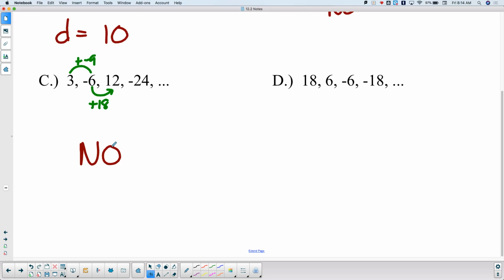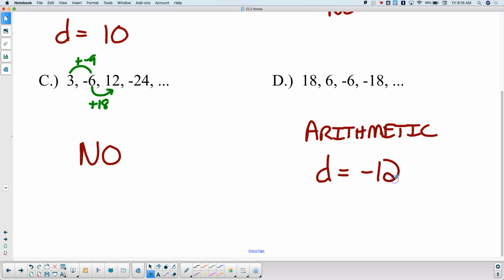D, yay or nay? Yes? What's my common difference? Negative 12. I subtract 12, and then I subtract 12, and then I subtract 12. Always do that. Yep.